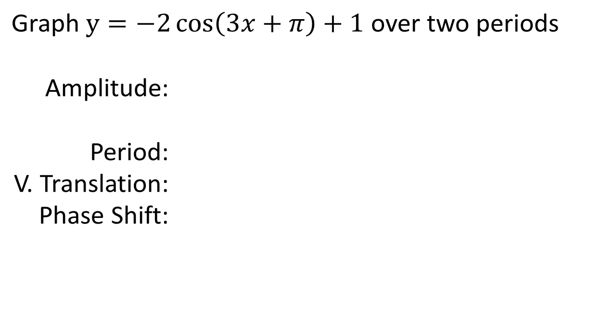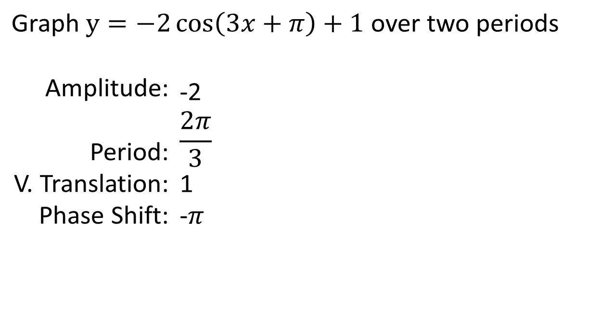The amplitude, remember, is a, so that's this 3 right here. I'm sorry, that's not the 3, that's the period. Amplitude is this negative 2 out here. So for amplitude, negative 2. The period, you would take 2 pi divided by b. b is in this case 3, so 2 pi over 3 is the period. The vertical translation is what you add outside the parentheses, so that's 1. And the phase shift is what's inside the parentheses, but opposite sign. So this is positive pi, so the phase shift is negative pi.